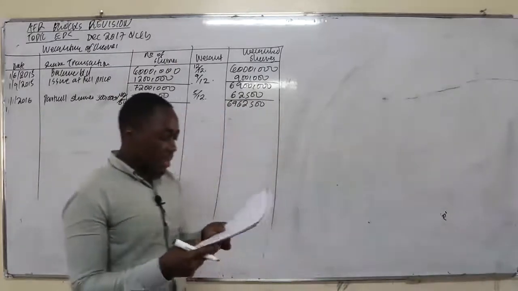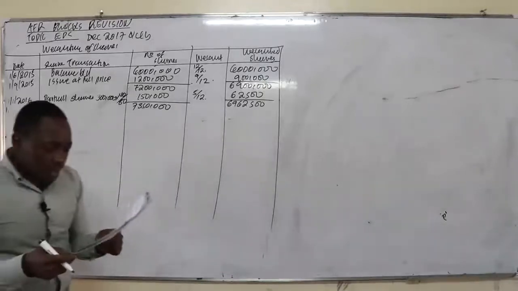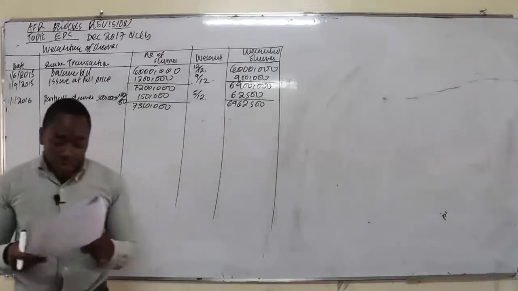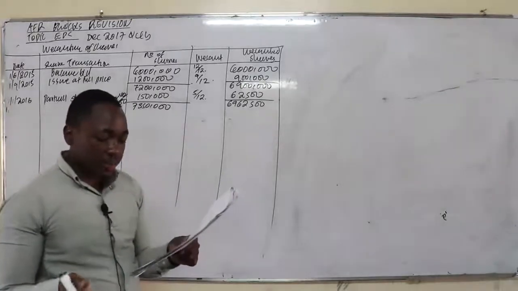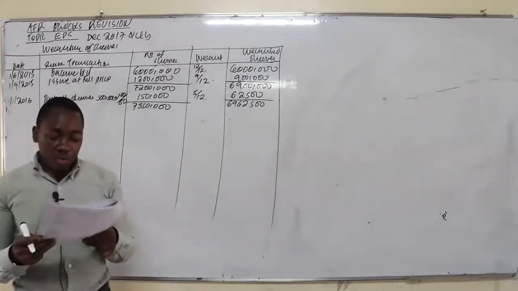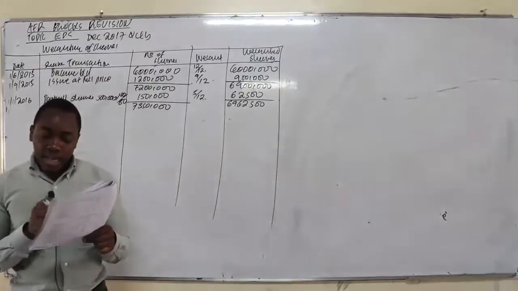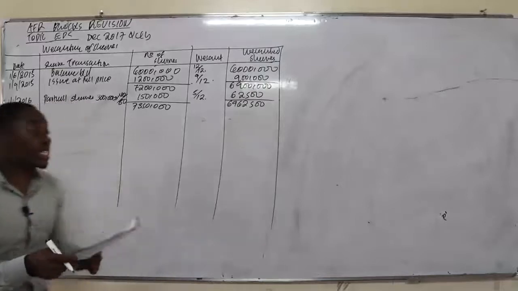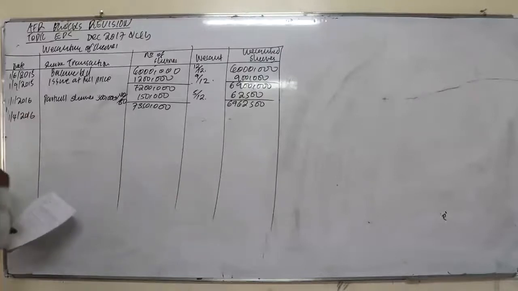Good. Number three. The convertible loan stock of shillings 20 million at an interest rate of 5% per annum was issued at par on 1st April 2015. Half-year interest was payable on 1st September and 1st March each year. Each shillings 1,000 of the loan stock was convertible at the holder's option into 300 ordinary shares at any time. Then shillings 5 million of the loan stock was converted into ordinary shares on 1st April 2016.